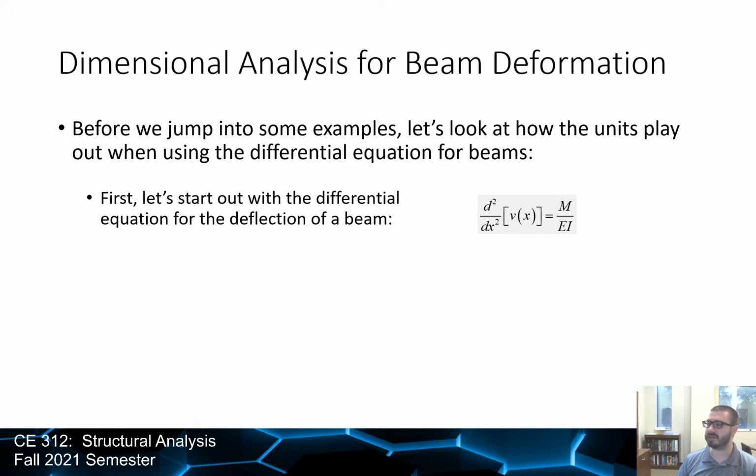So we're going to start with the second derivative of deflection. The second derivative of deflection is M over EI. Now, I want you to think about this from a units perspective. It's all we're doing, just a dimensional analysis here.